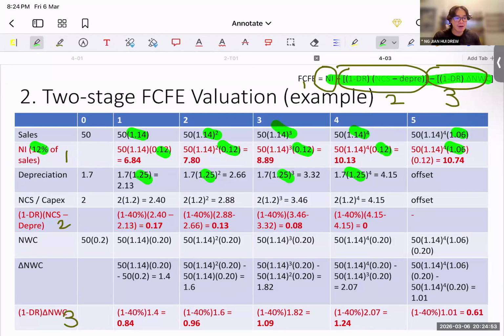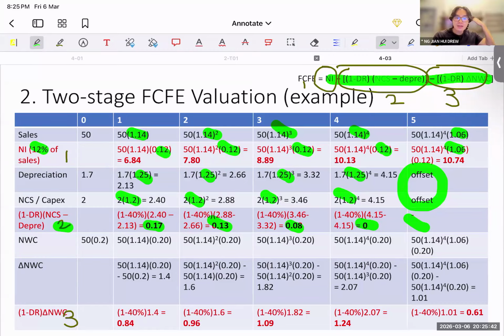So in our second component here, we need to take the 1 minus debt ratio times NCS minus depreciation, which is what I'm going to do here, right? To calculate our component 2. And we know that at a normal growth, our depreciation is going to offset our capital investment. So once you reach year 5, which is the normal growth, there's going to be offsetting, nothing will happen, right? So the value is going to be 0 from there onwards, right?